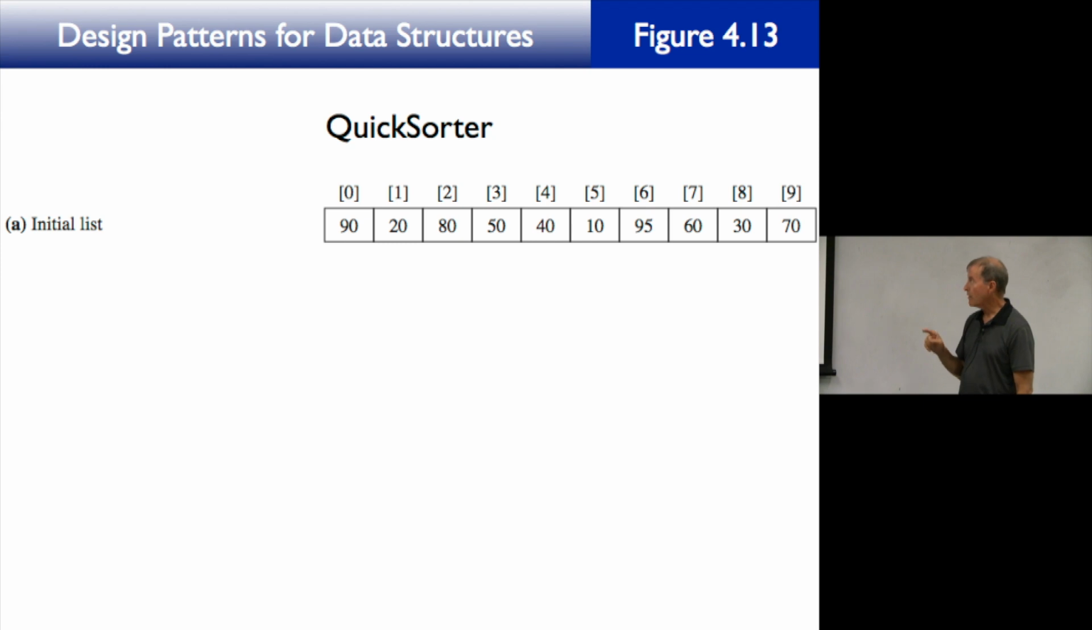Okay, so that's what we're going to do, and we'll show you the code on how we do that in a minute. But start here in figure 4.13, which is a sequence of snapshots that show the split operation of the quicksort, right? Because the join is trivial. The join, there's nothing to do in the join, right? So let's suppose we're starting off with low being 0 and high being 9, and the elements are 90, 20, 80, 50, 40, 10, 95, 60, 30, 70.